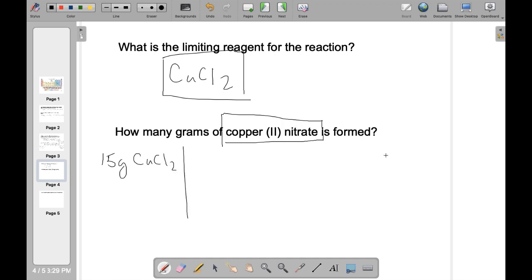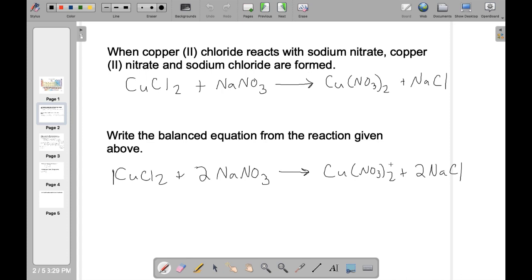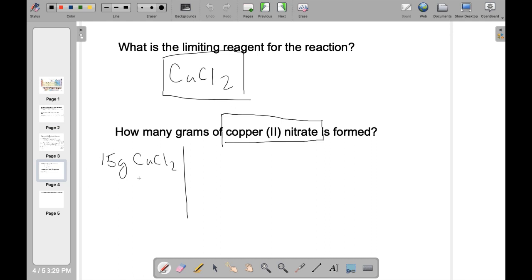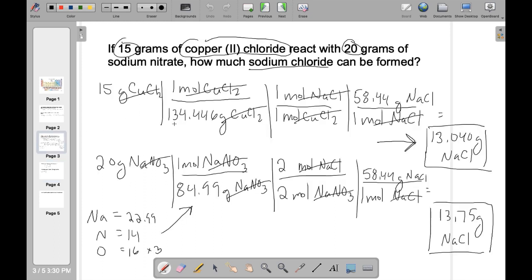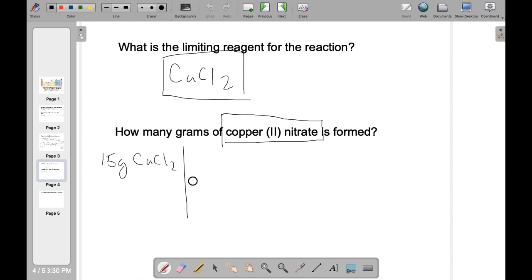Now instead of finding salt, I'm going to find out how many grams of copper 2 nitrate is formed, which, by the way, is going to be my other product, copper 2 nitrate. So Cu(NO3)2. Now, luckily, I can just copy all of this information again from my other problem, so at least I have that. 134.446 grams of copper chloride is 1 mole.